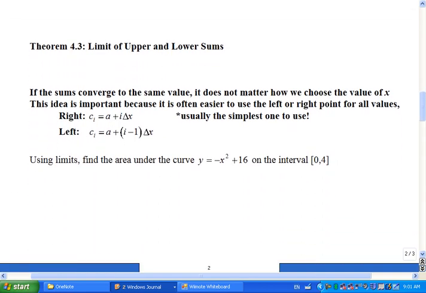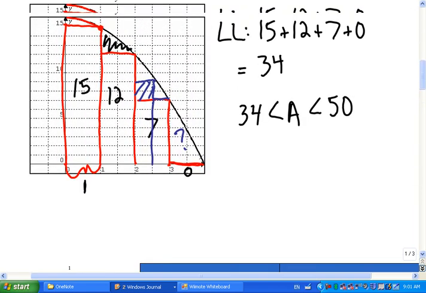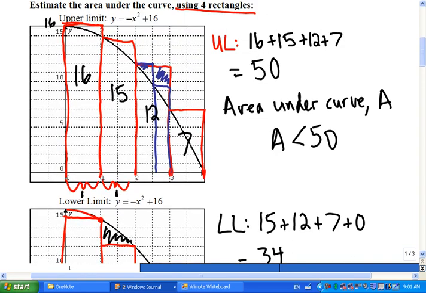So what do you think would happen if I could use as many rectangles as I want? Do you think it would matter if I use an upper bound or a lower bound? Anybody think of what's going to happen here in these two pictures? Like let's say I used 1 billion rectangles. 1 trillion rectangles. A Google rectangles.